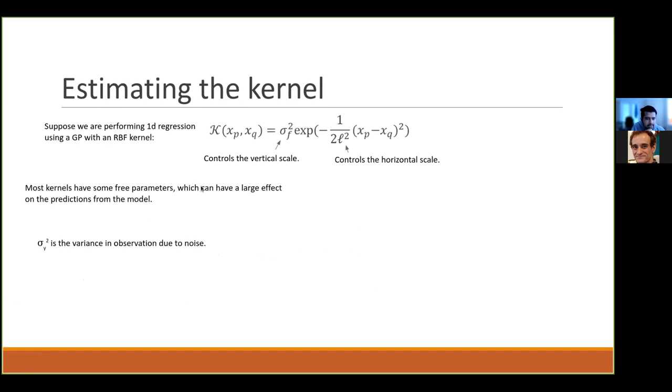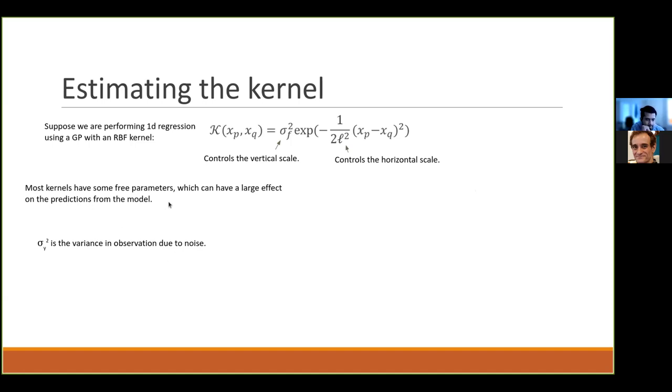Okay, so estimating the kernel. Suppose we are performing a 1D regression using a Gaussian process with the RBF kernel. We may not have the computational power to calculate the kernel exactly, so we are estimating it, say by trial and error. Suppose we have this function and want to control some parameters of the Gaussian kernel. We have this parameter sigma squared f, which controls the vertical scale, whereas this l controls the horizontal scale.